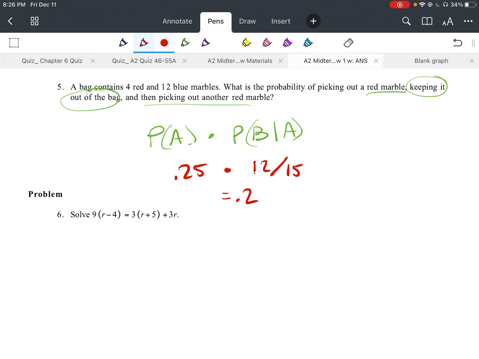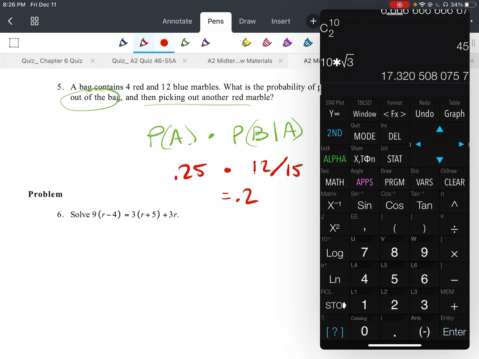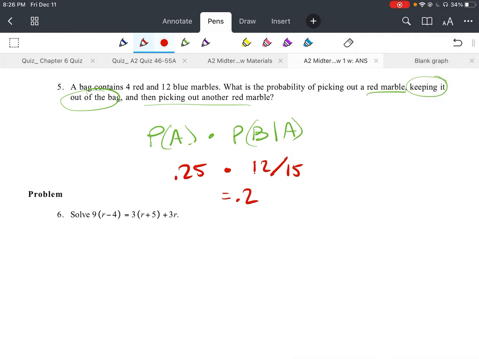Is that right? 20%. Did I do that right? Shouldn't be that high, should it? Oh, I didn't read it right. It says picking out another red marble, because I just assumed it was going to go blue next. My bad, everybody. So this is 3.